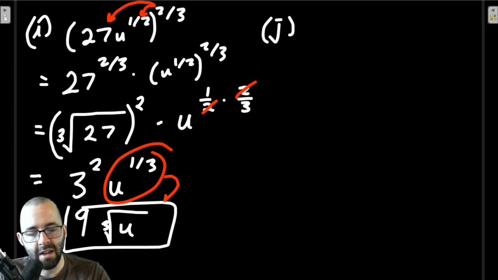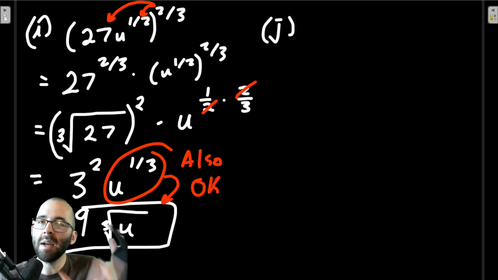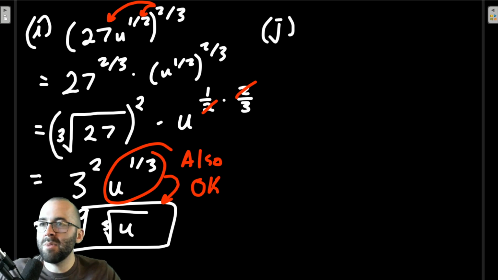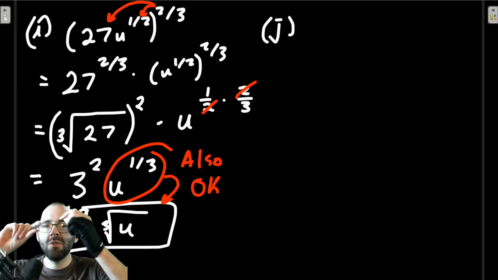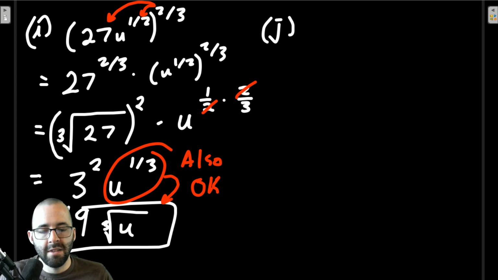Again, if you wanted to write it like that, that's also okay. Sometimes the exponent is nicer. Sometimes the radical is nicer. One's not simpler than the other. You just should be able to switch between them. All right, so I will take either form.